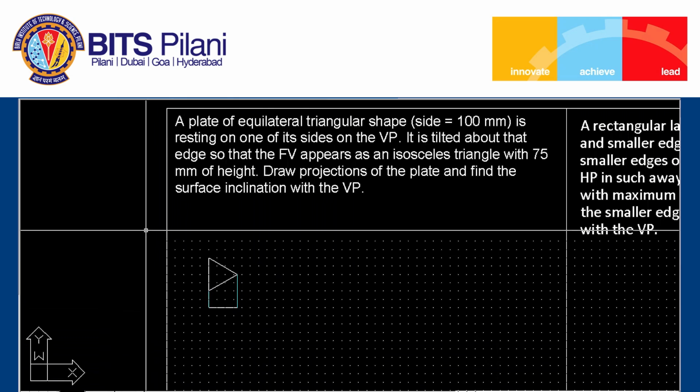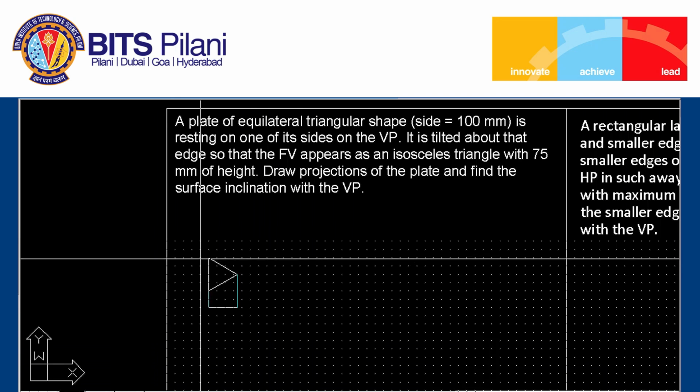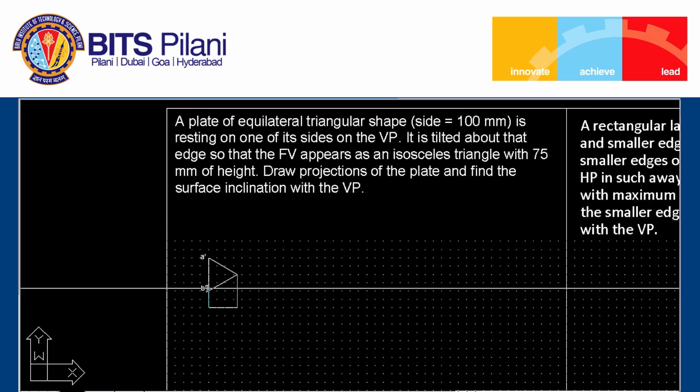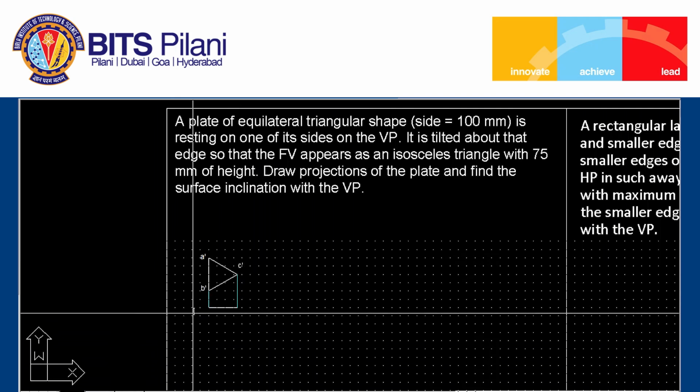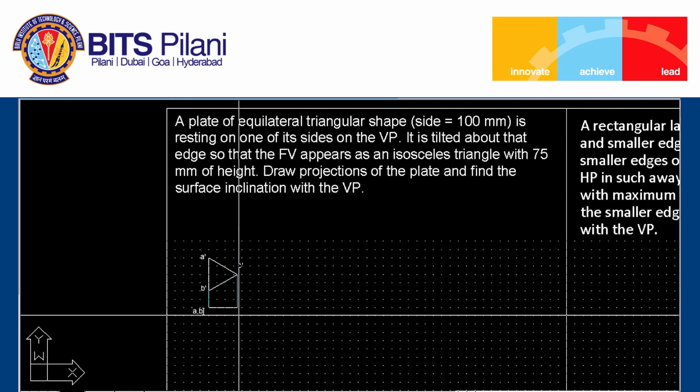Okay. So if we want, we can give names for the points. I can call the plate ABC. So I have A prime, B prime, and C prime. In a similar way, this edge is AB and this is C.